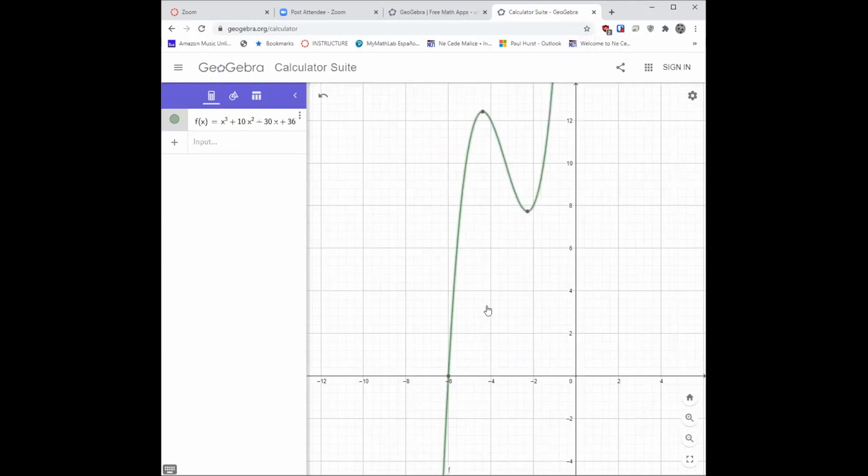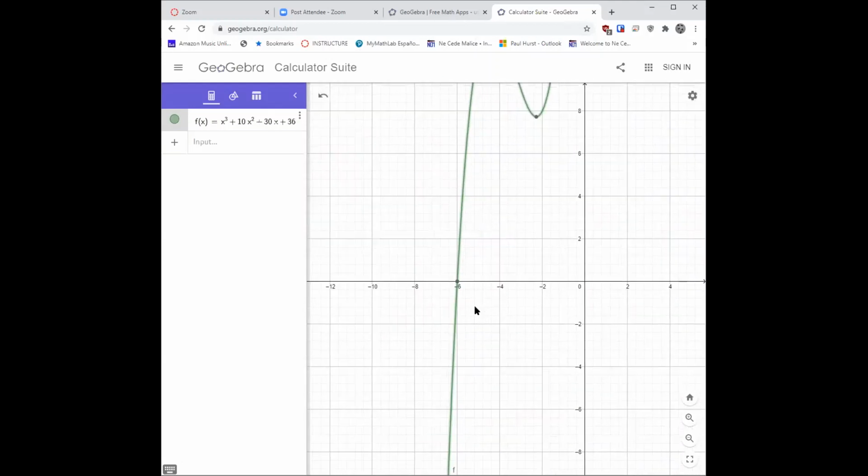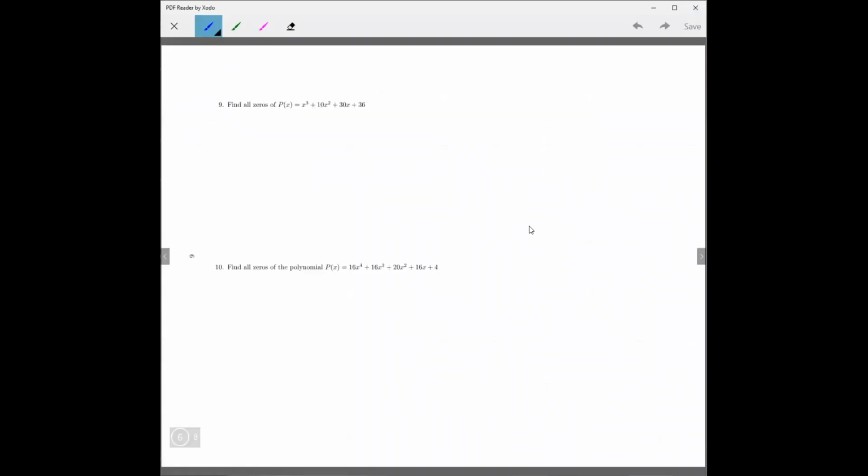And the graph only crosses the x-axis one place, right here. So that's telling us that -6 is a zero. That's really useful information. That's going to save us quite a bit of time. From the graph, we see that it went through -6. It didn't go through the x-axis anywhere else. That doesn't mean it doesn't have any more zeros. It does mean that the other two zeros are non-real, complex zeros.